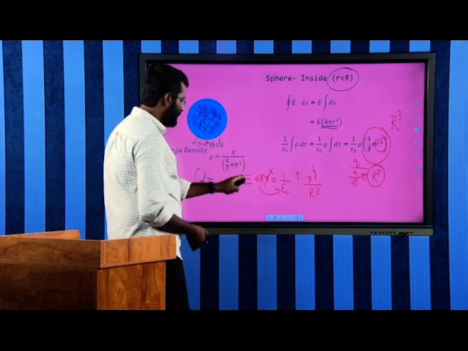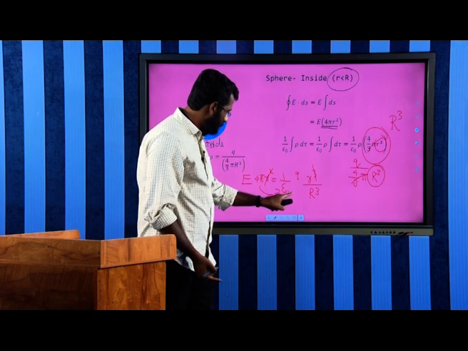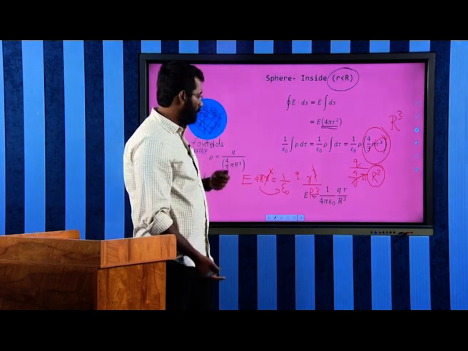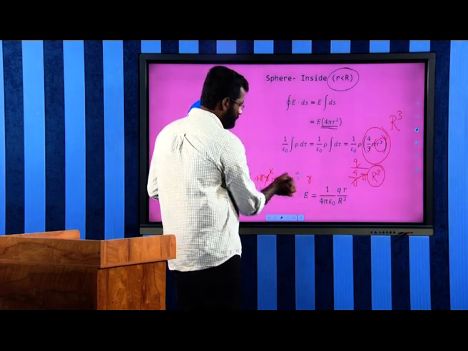The final answer will be E is equal to 1 by 4 pi epsilon 0, q into r divided by capital R cube. So we got the final relation as, so let me rub it out.